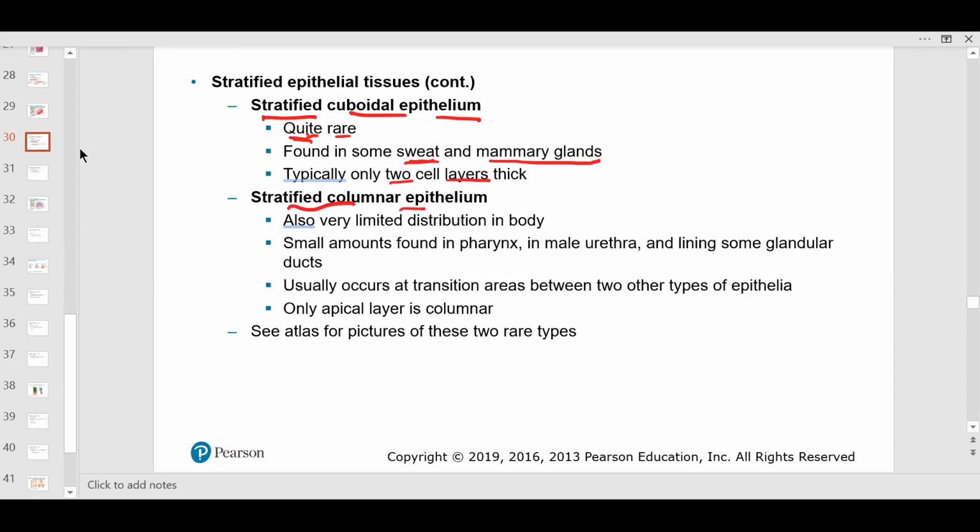Columnar, even rarer still. This is found in some areas of the back of the mouth, but we're not going to talk about the urethra. That's reproductive, the male urethra, which shares reproductive and urinary function. Some other glandular ducts. So you're not going to see this one too much. Just like transitional. Remember transitional? That's another rare one.